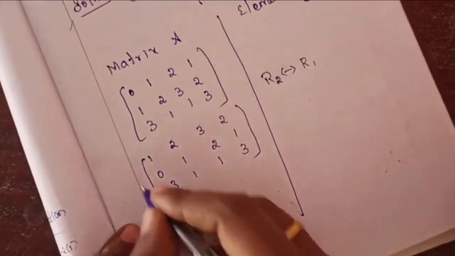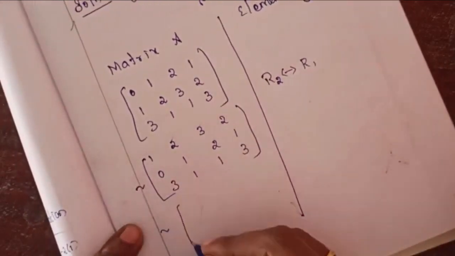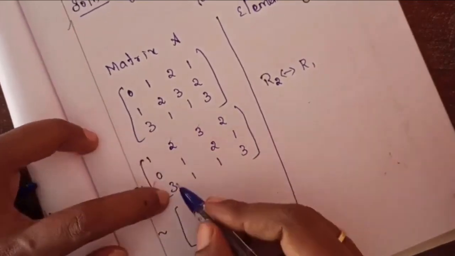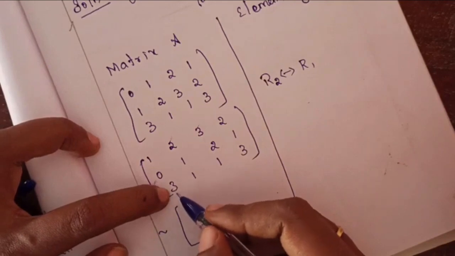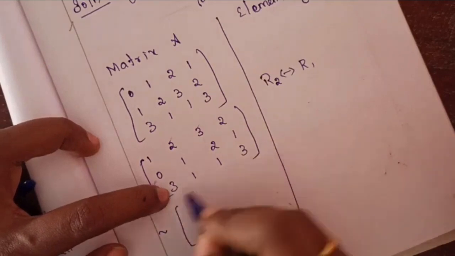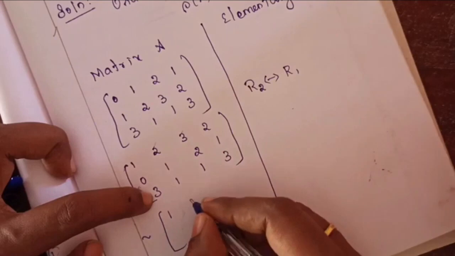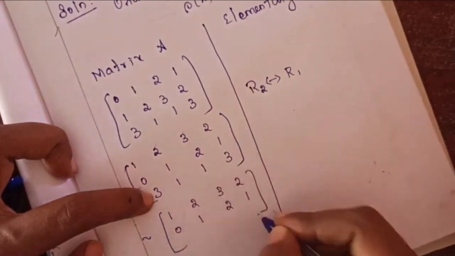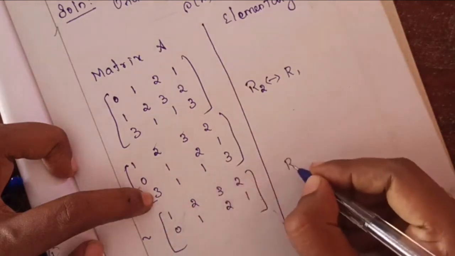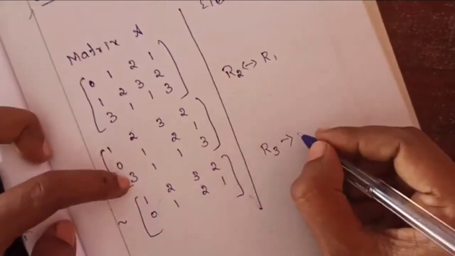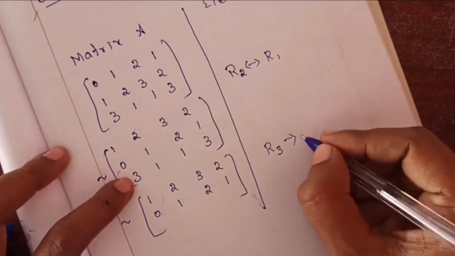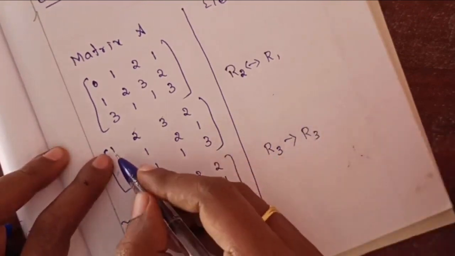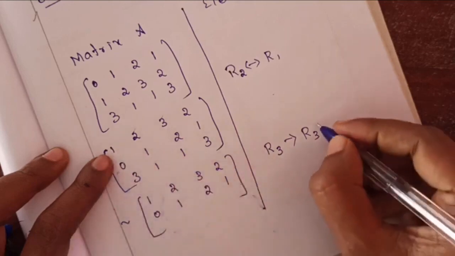Okay. Next, this is equivalent to. Next, what will you do? Here see, it is 1. Down it is 0, so no problem. You need to make this 3 as 0. So you need to change this R3. First row and second row same: 1, 2, 3, 2, 0, 1, 2, 1. I am going to change this one. R3, here 3 is there. If I am making this 3 to 0, R3 minus 3 into R1, I will get the answer as 0.